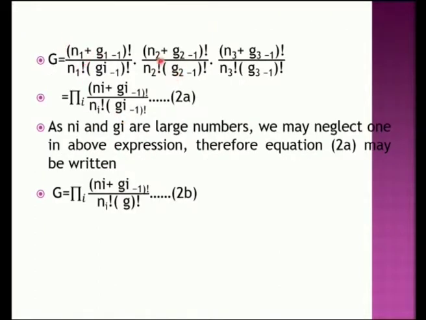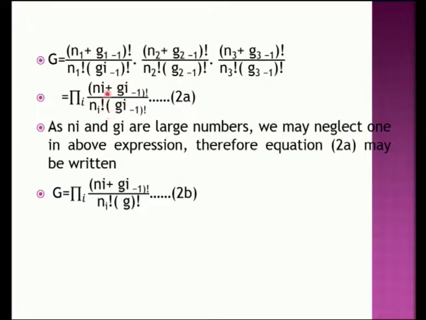Then again, the arrangement of N2 particles in G2 sublevels of the second state can be done in this way: (N2 plus G2 minus 1) factorial by N2 factorial into (G2 minus 1) factorial, into (N3 plus G3 minus 1) factorial over N3 factorial (G3 minus 1) factorial. So, summing up all these things, you will get the equation G is equal to the product over i of (Ni plus Gi minus 1) factorial over Ni factorial into (Gi minus 1) factorial. Keep this as equation 2a.